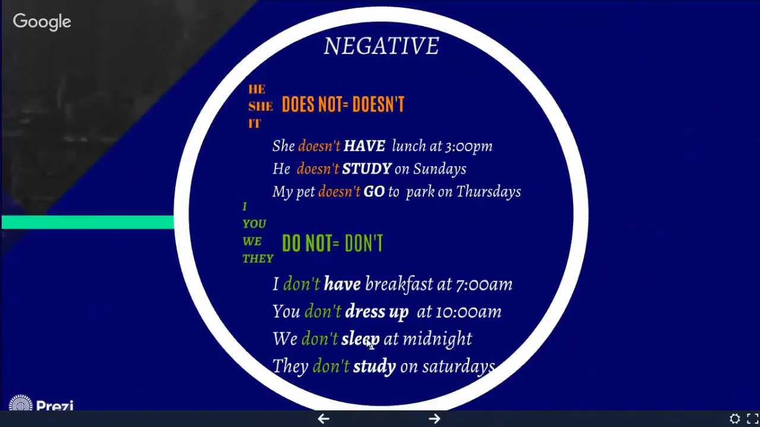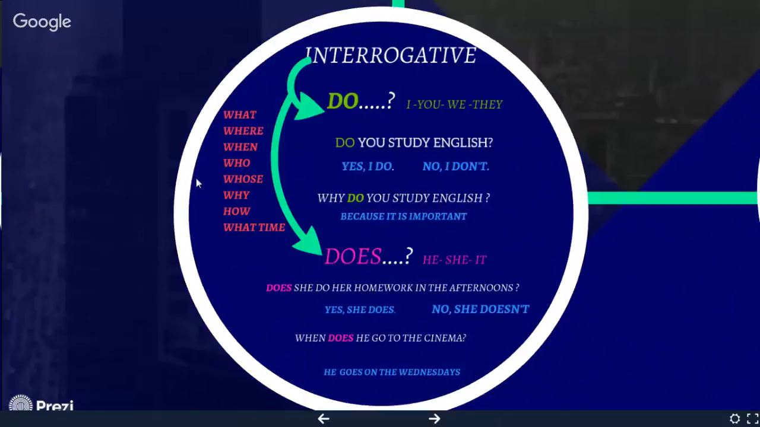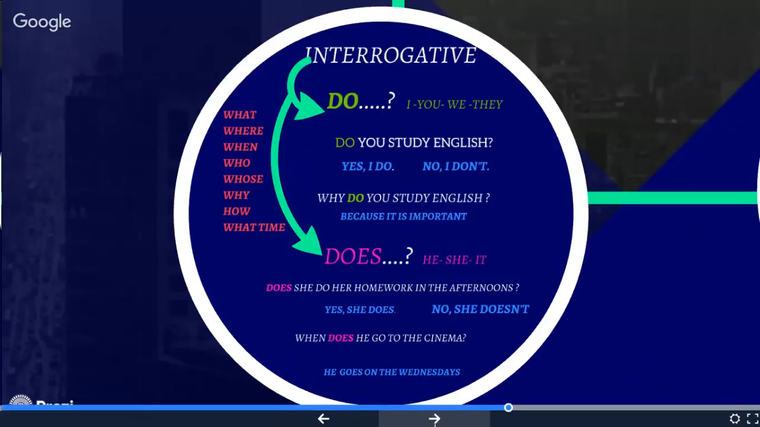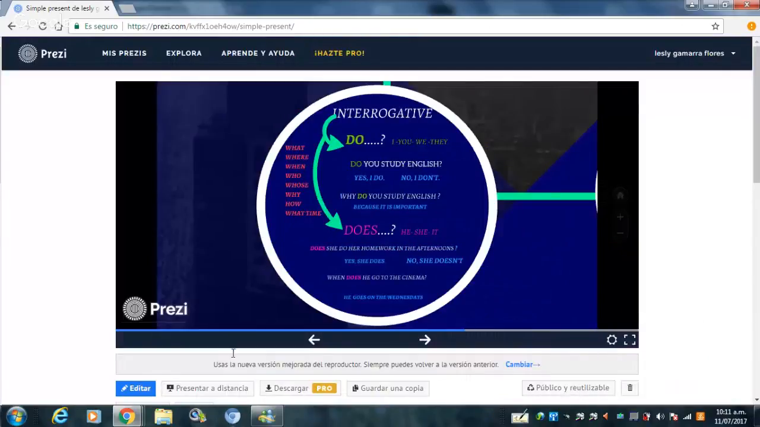The verb is the same. Don't change the verb. In interrogative, we have to consider W questions, for example, what, where, when, who, whose, why, how, what time. And the auxiliary do when it's I, you, we, they, and does when it's he, she, it. Okay, this is all about the simple present.